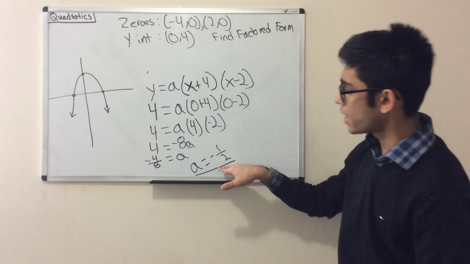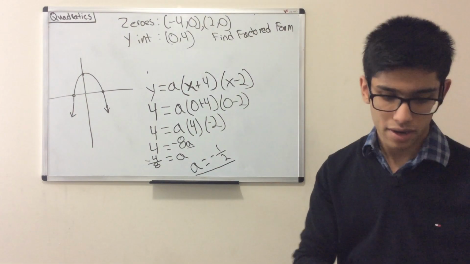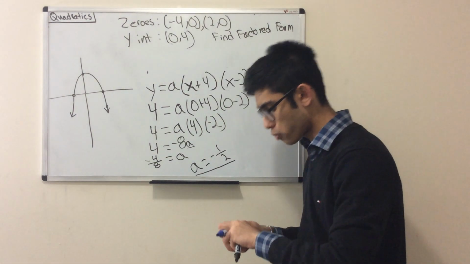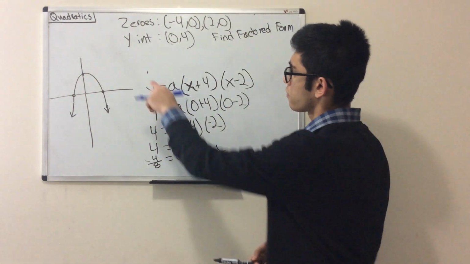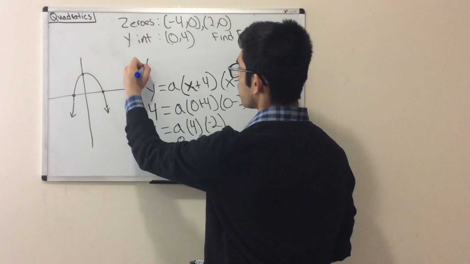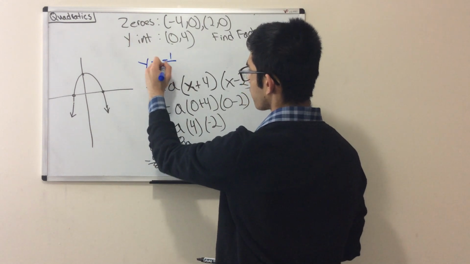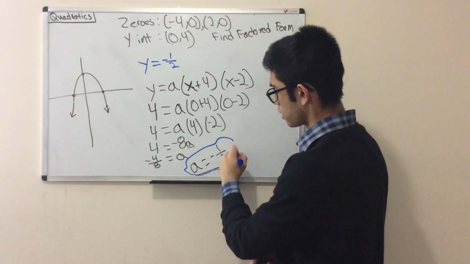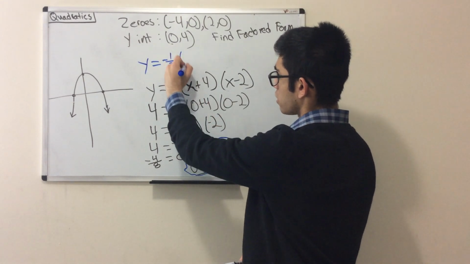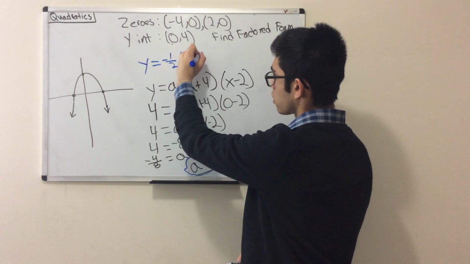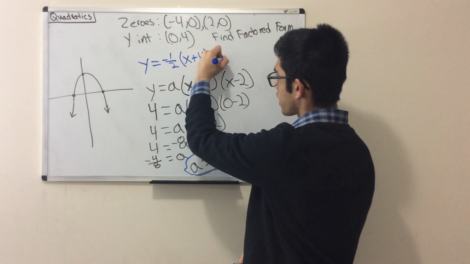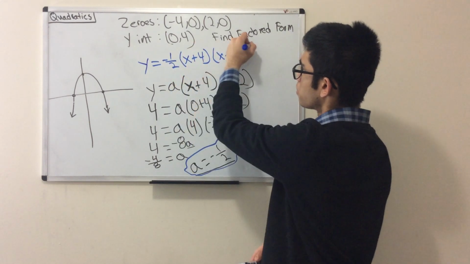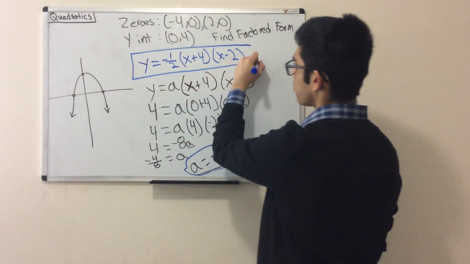So now that I have my a value, I can rewrite it in factored form properly with an a value now. So my final equation would be y equals negative half, right? Because that's my a value that I found, right here. Negative half, x plus 4 and x minus 2. There we go. That would be my answer.